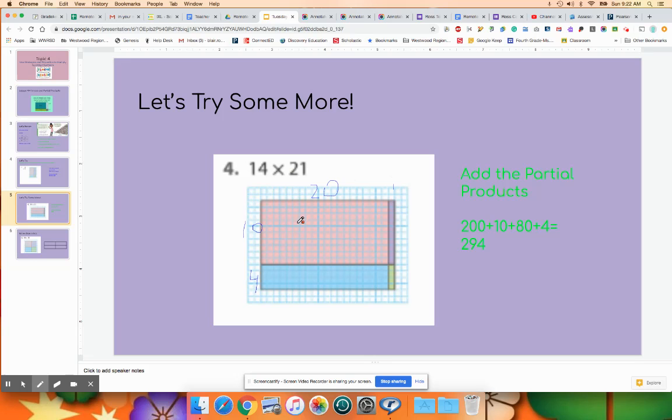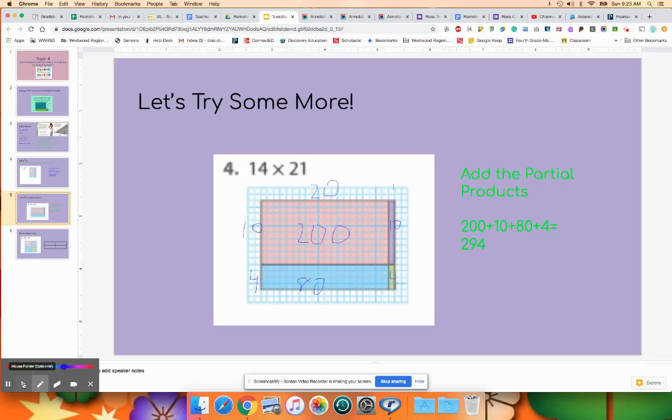10 times 20, we just did before, is 200, right? 10 times 1 is 10. It's not going to fit in that little space. 4 times 20 is 80. And then 4 times 1 is 4. So remember, those are your partial products, 200, 10, 80, and 4. And you probably can do this mentally. If you add them all up, you get 294.